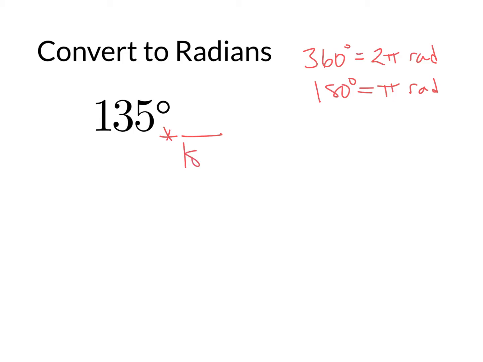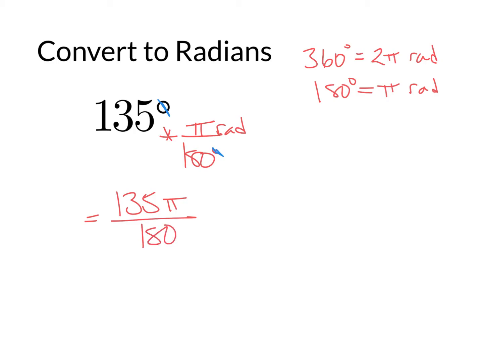Now we want to put 180 degrees in the denominator, so that would mean pi radians are in the numerator. The reason we want those degrees in the denominator is so that we can get the degrees to cancel. So now we're sitting at this fraction of 135 pi over 180, and that'll be our radians.